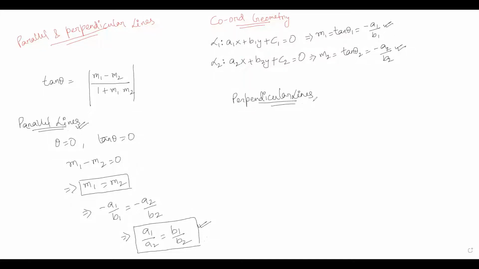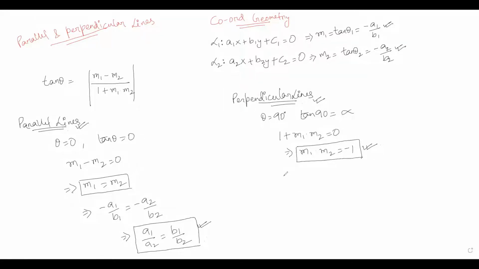Now, let us see the condition for the perpendicular lines. Two lines are said to be perpendicular when the angle formed between these two lines would be 90 degree. That is, theta is 90 degree. So, tan theta or tan 90 would be simply infinity. So that means the denominator would be 0. So we can say that 1 plus m1 times of m2 would be equal to 0, which gives us m1 into m2 would be equal to minus 1. So that means two lines would be perpendicular when the product of their slopes would be minus 1.